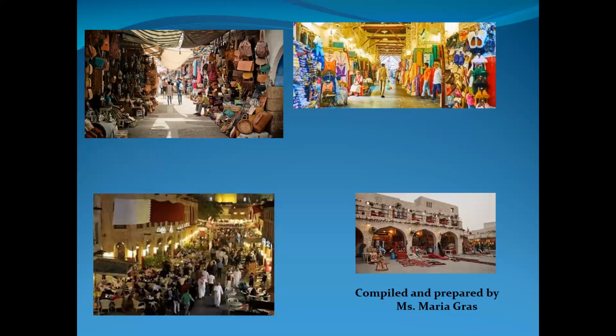I welcome you to the last unit of Social Studies. That is Unit 6. It's called People at a Marketplace. It's a very interesting unit and it's a very simple one as well. So this is basically Introduction to Unit 6.